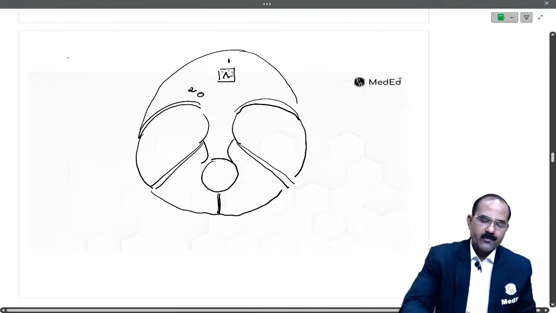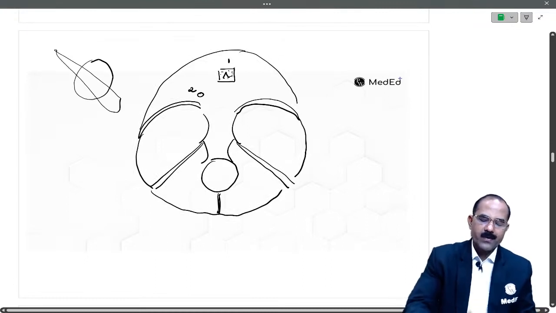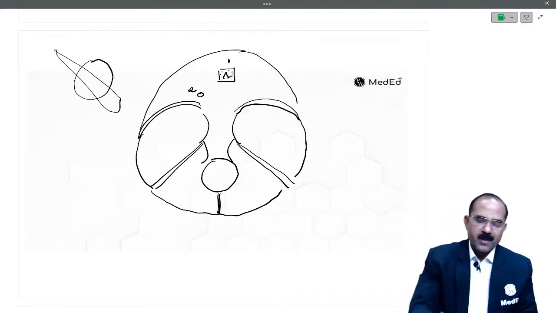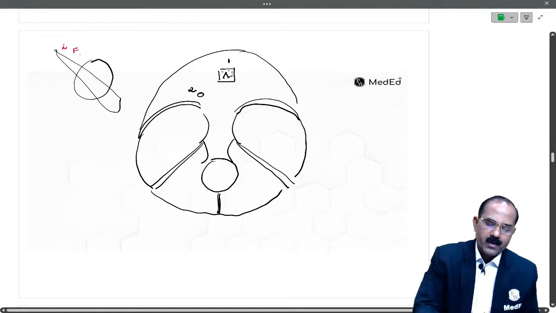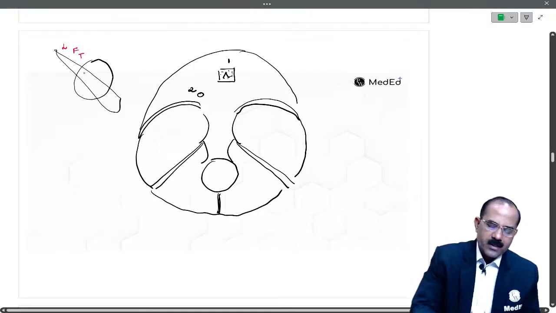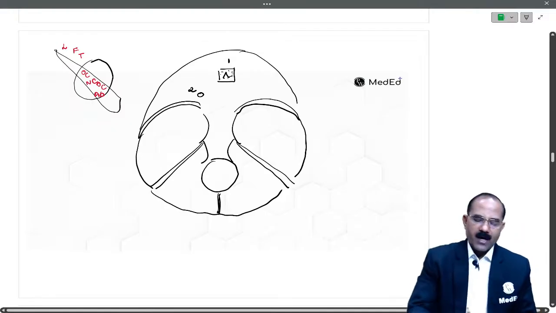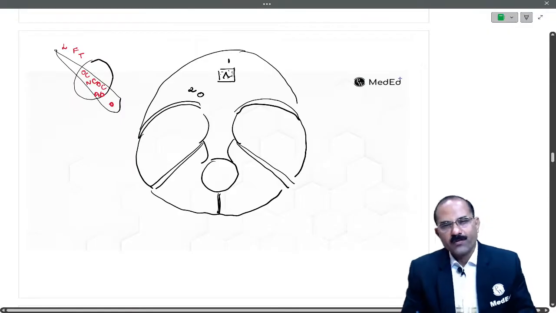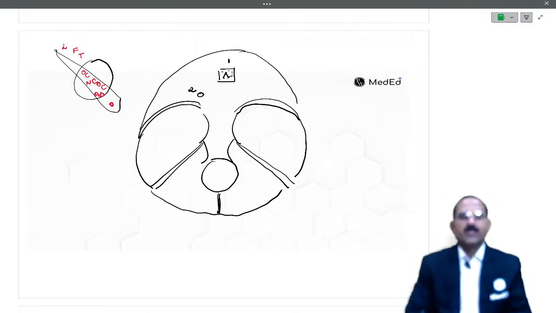This superior orbital fissure is divided into three parts by a common tendinous ring. What passes through the lateral compartment of the superior orbital fissure? That's the lacrimal, frontal, and trochlear nerves. What passes through the middle compartment? These are the two rami of the oculomotor nerve, the nasociliary in between, and the abducens here. And through the medial compartment, what passes is the inferior ophthalmic vein. Very good.